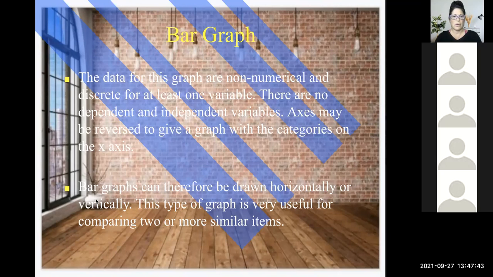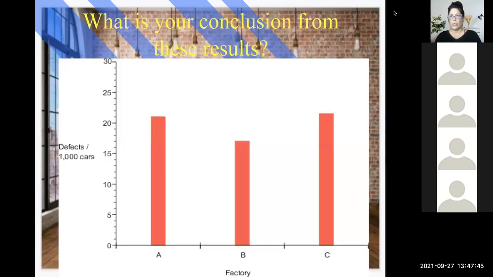And this type of graph is great for being able to compare things. Here is an example, of course. What is your conclusion from these results? If we had more time, I would ask you to put that in the chat box. But let's go ahead and look at it real quick.